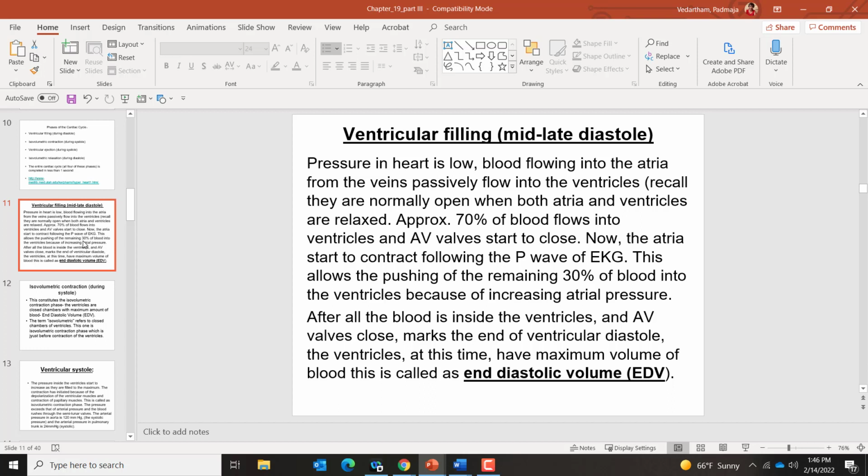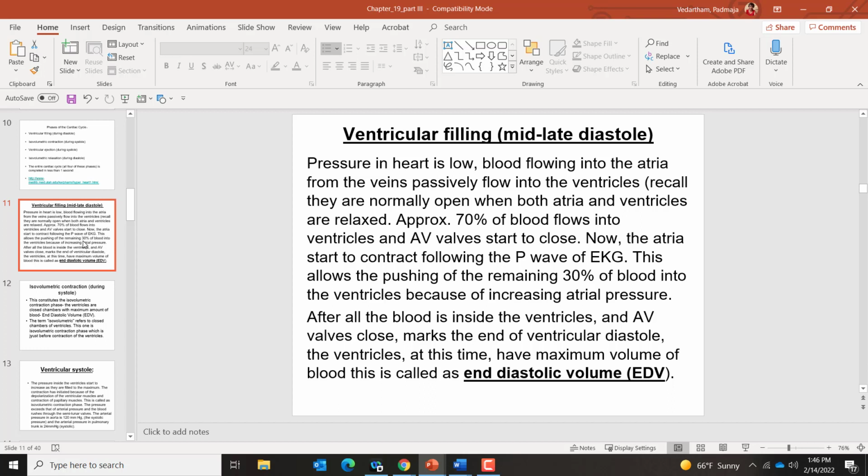At this time, the SA node starts to depolarize, and the electrical activity reaches both atria, right? The blood is passively flowing into the ventricles. At that time, following the P wave, following the depolarization, the atria contract and push the remaining blood into the ventricles, right?